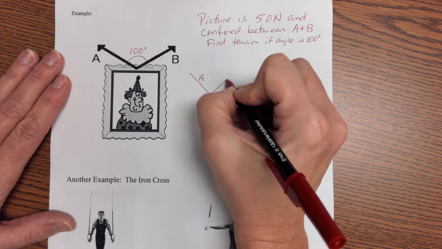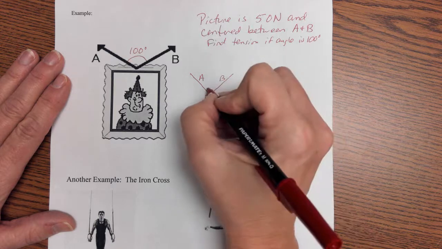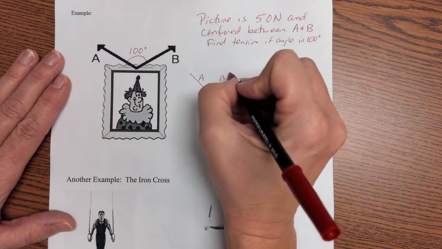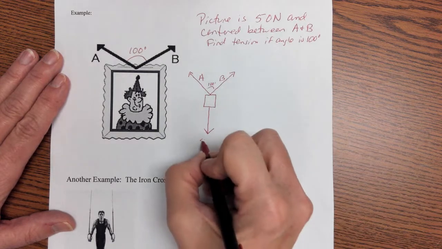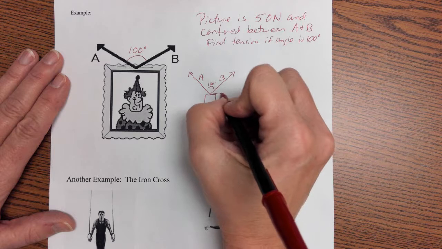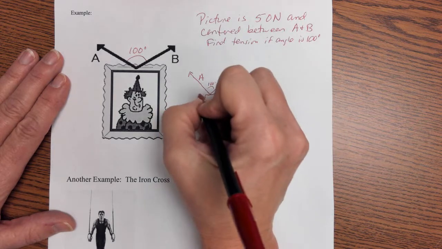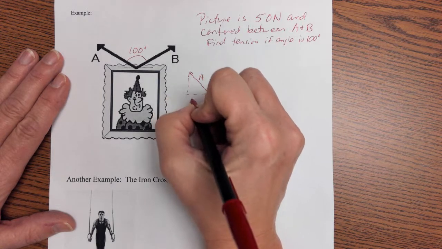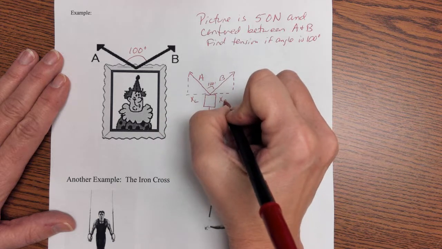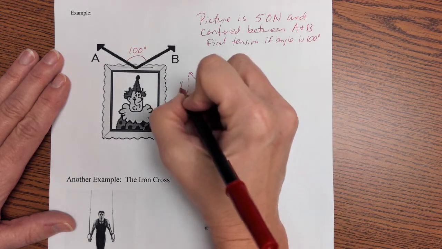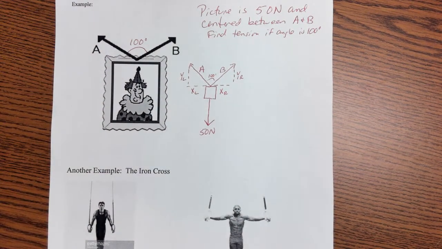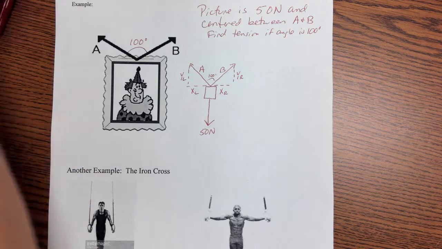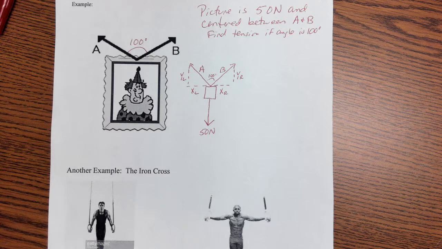Here's side A, here's side B. This is 100 degrees. My picture's weight goes down here, so that's 50 newtons. And I'm going to draw my little imaginary lines showing my x's and my y's on the left and the right. All right, so I've got 2 triangles that are similar, but I don't know an angle inside the triangle, or do I? I do. Which angle do I know?